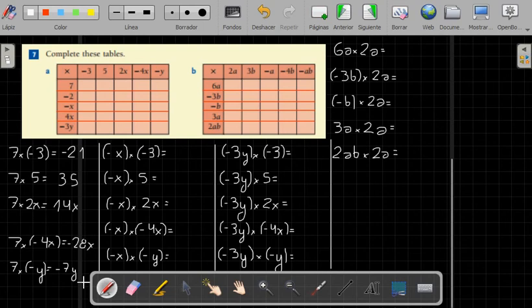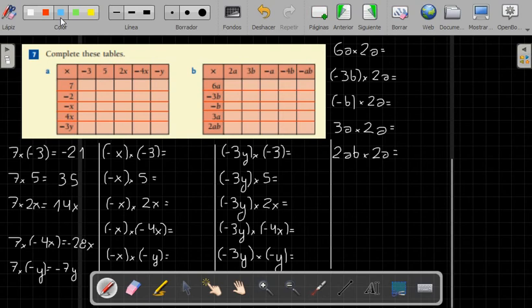Esto así de sencillo es simplemente copiar en el resultado todas las letras que están involucradas en ese ejercicio. Let's continue with the part of the minus x. And, okay, we have to complete the table.